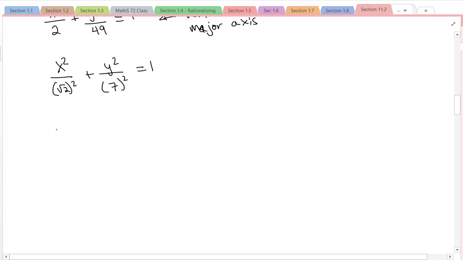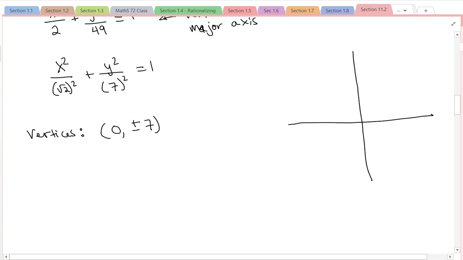And so now, how do we find the vertices? In this case, we have a vertical major axis. So that means it's going to be 0 for the x and plus or minus 7 for the y. And so you might want to try to graph it right away. When I see it, I can already see this is going to be 7 along the y. So I'm going to go 7 and negative 7. This is not going to be drawn to scale, by the way.